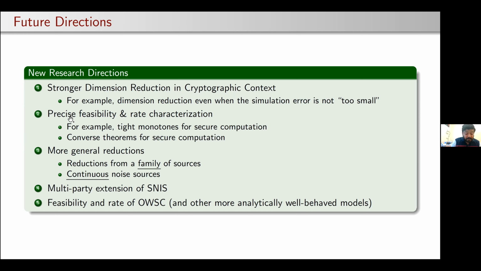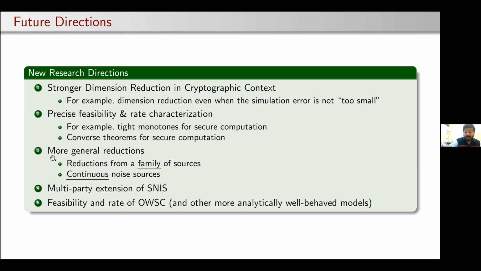And the study of precise feasibility and rate is a natural question, as I motivated earlier. This leads into studying tight monotones for secure computation. Such monotones have been widely considered in information theory, but not in the context of secure computation, or they were not tight enough. Therefore, I'm putting emphasis on the word precise in this context. And just like Shannon's study, can we come up with converse theorems for secure multi-party computation?